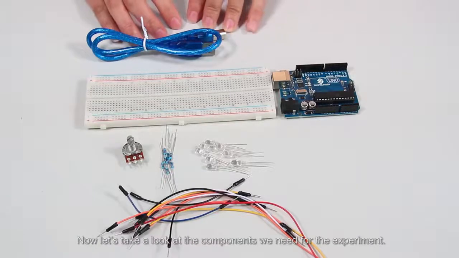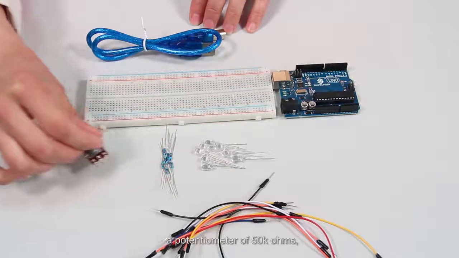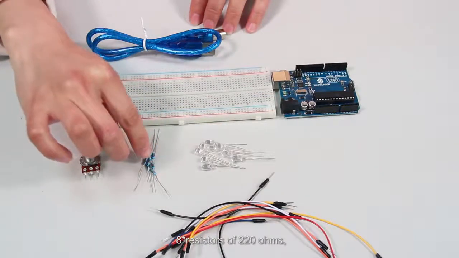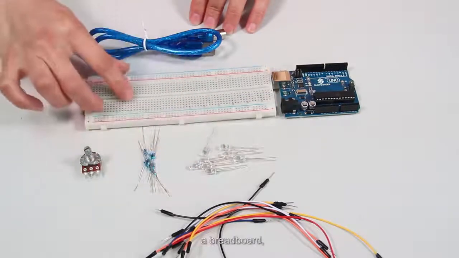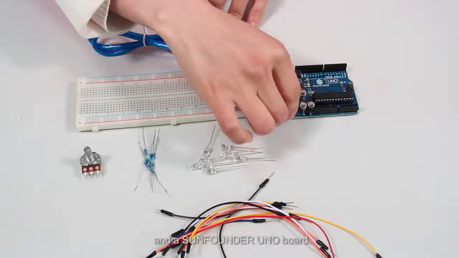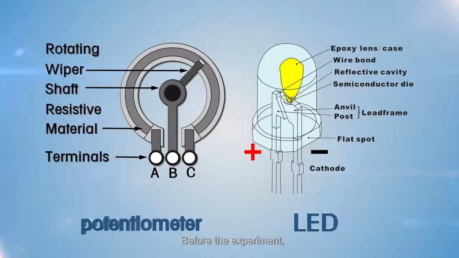Now let's take a look at the components we need for the experiment. Some jumper wires, a potentiometer of 50 kilo ohms, 8 resistors of 220 ohms, 8 LEDs, a breadboard, a USB cable, and a SunFounder Uno board. For the experiment, we need to know two components, potentiometer and LED.